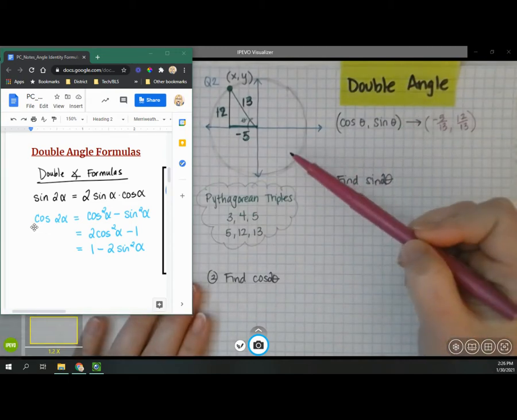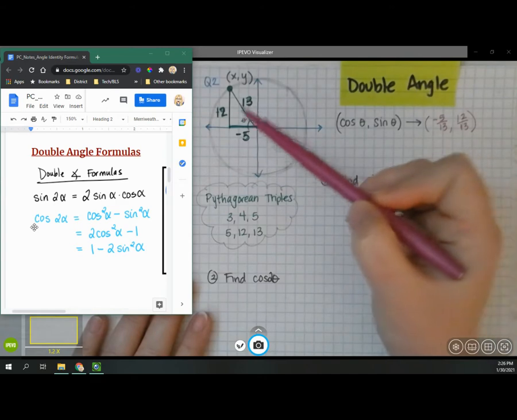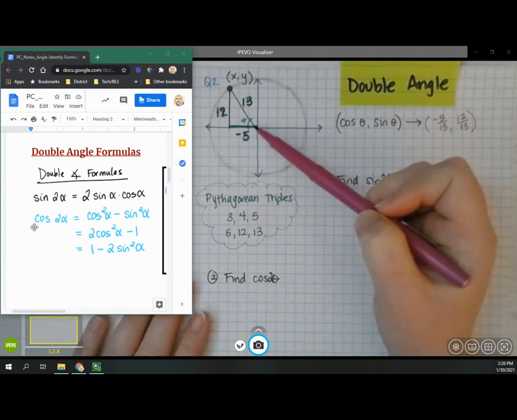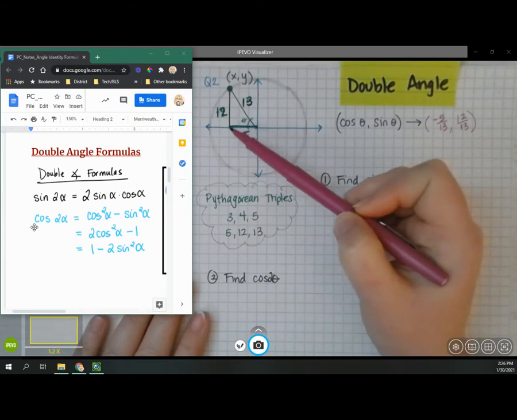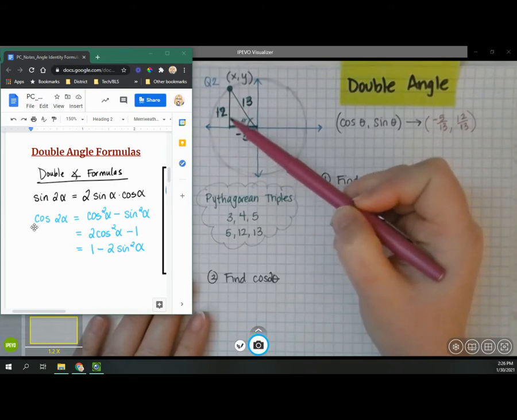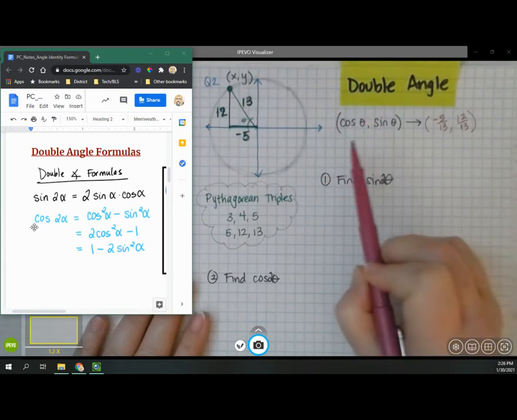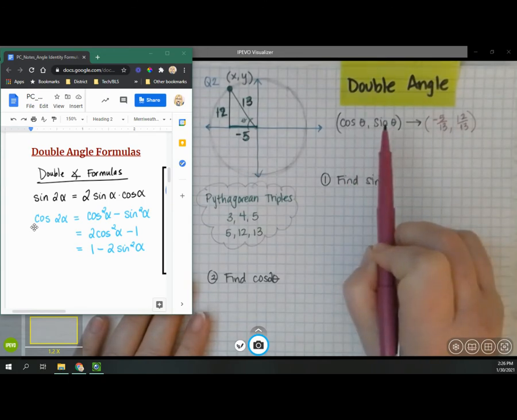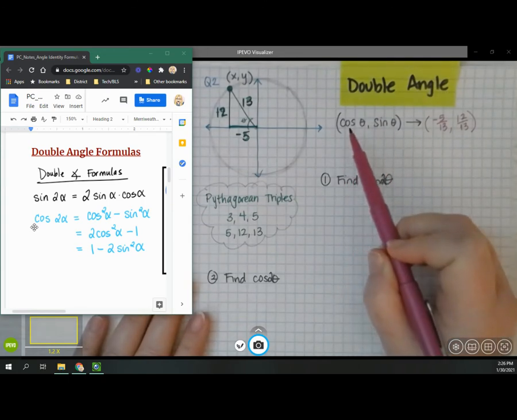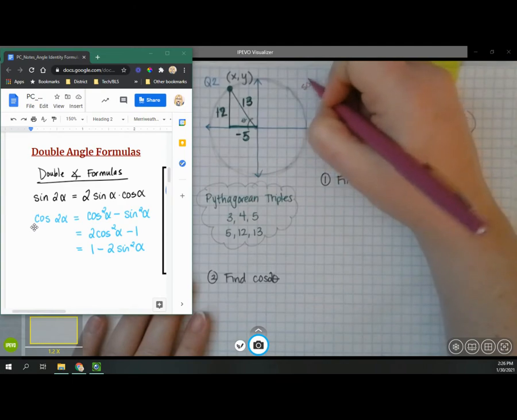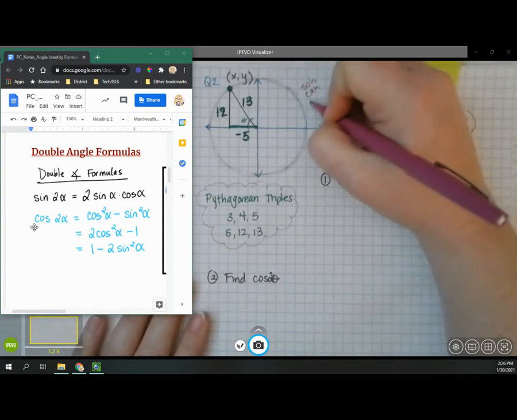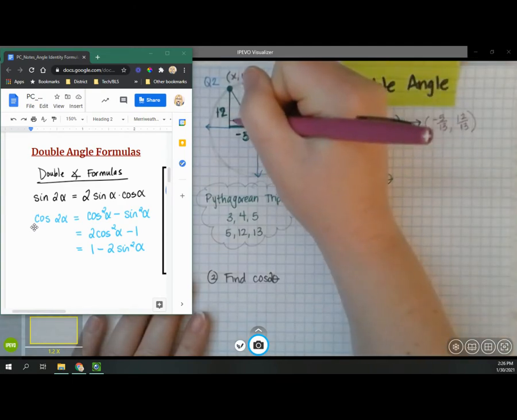So let's look at the circle that I have here, and notice that I have a right triangle inside my circle. My x value is -5 because I'm in quadrant 2. My y value is 12. But what if I want to find the cosine and the sine? Well, when we're using SOHCAHTOA, and the reason why we're using SOHCAHTOA is because we're dealing with a right triangle.